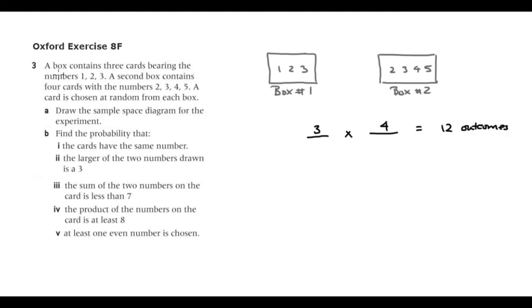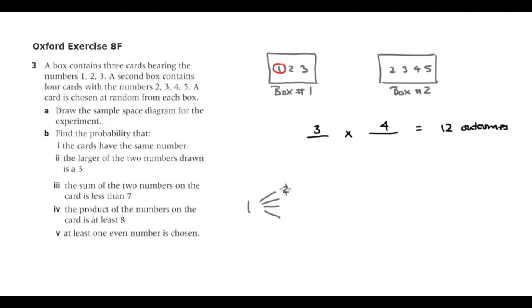Now, just to make sure you know how the fundamental counting principle works, you could hypothetically say we could have the number 1 as our first selection in box number 1, and then after that we would cycle through any of the 4 possibilities from the second box.